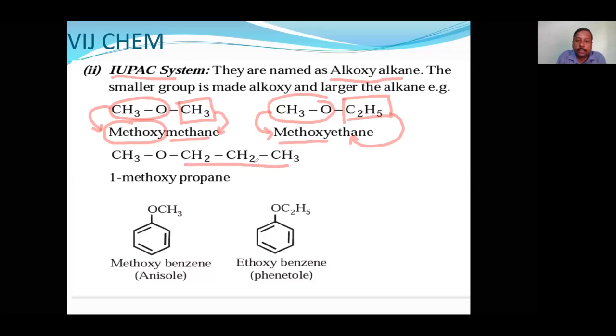Now you can check here. Here it is consisting of 3 carbon atoms. Here it is consisting of 1 carbon atom. So this will go in the prefix. Smaller will go in the prefix. Larger will come in the suffix or word root. So this is the propane.